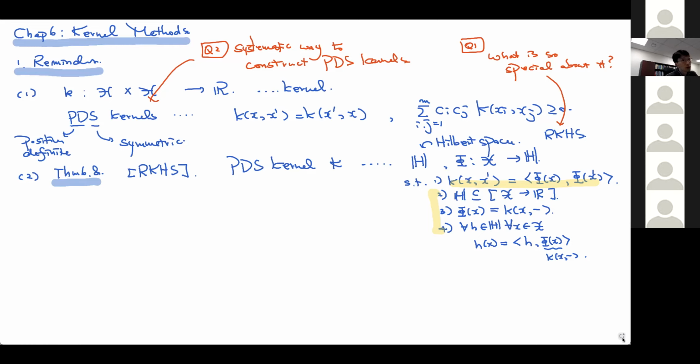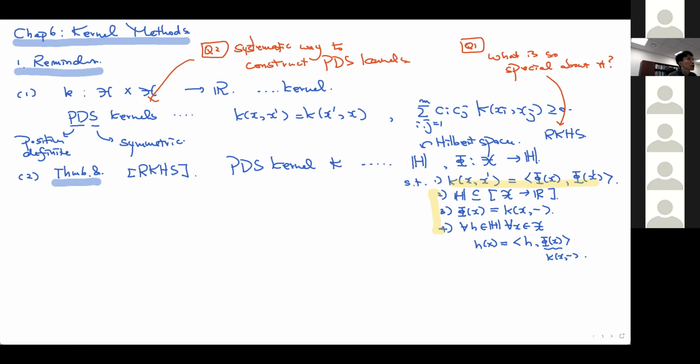So let's start with the question answer for this first. Actually, before doing so, let me just say one more word about the plan for today. It is to get an answer to these two questions, number 1 and 2. But in doing so, we also want to answer the following question.